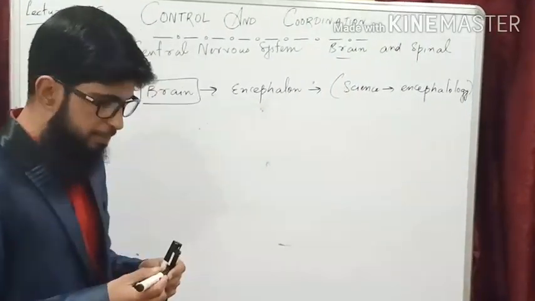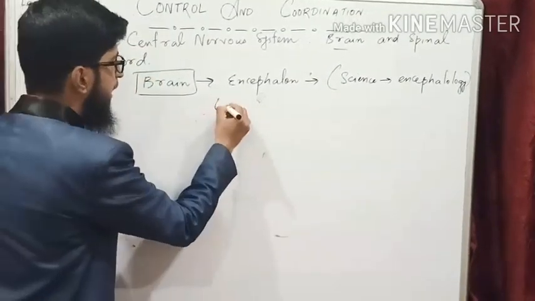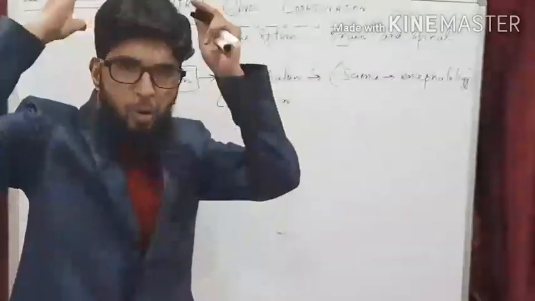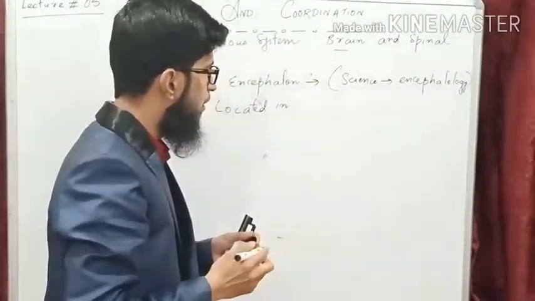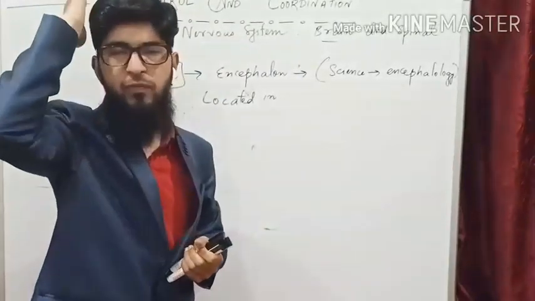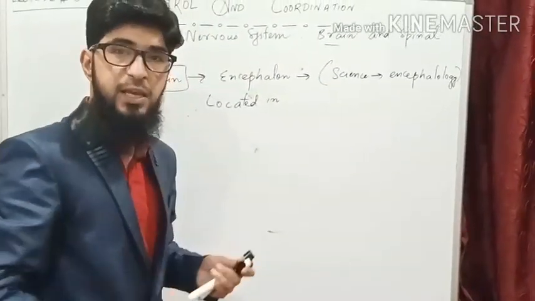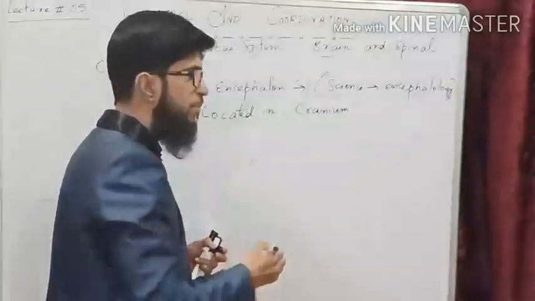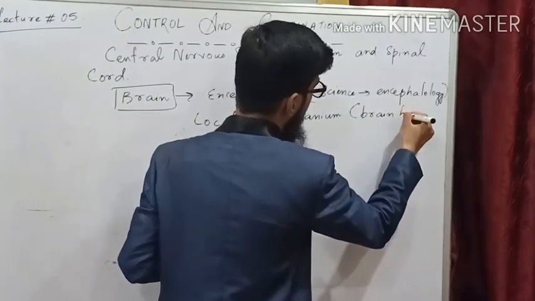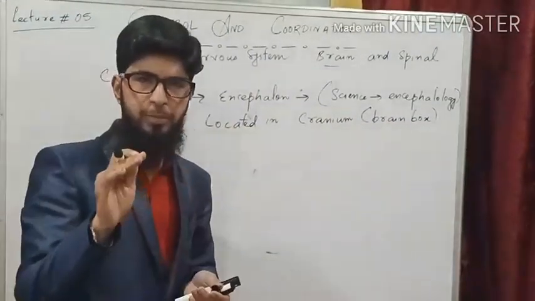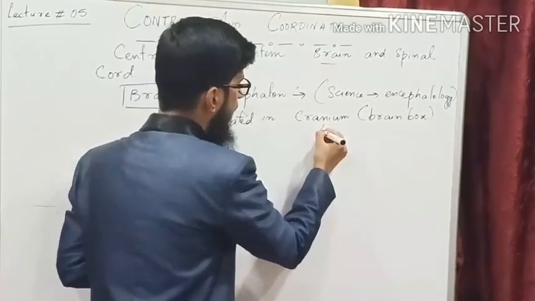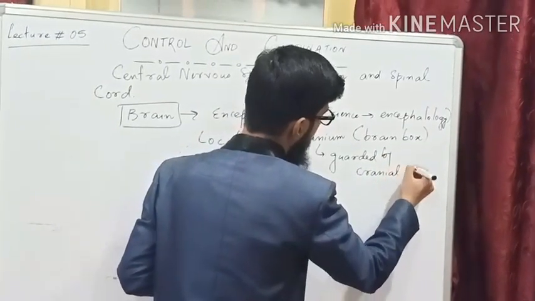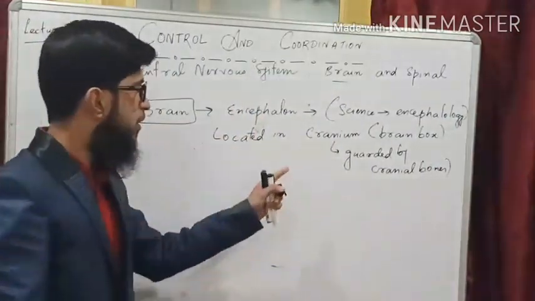So my dear students, let's see the location of the brain first. It is located in the cranium, also called the brain box, which is the particular chamber in our body in which the brain is safeguarded. The brain box is guarded by cranial bones, or we can simply say bones of the brain box.